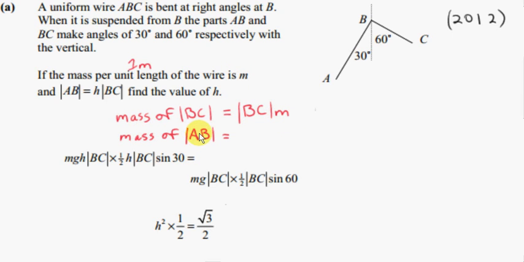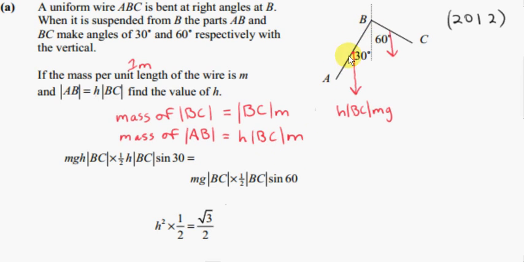Now what about the mass of AB? Well, AB is just h times BC. It's a multiple, some unknown multiple h of BC. So we multiply its length by the mass of 1 meter, which is m. So we get h times BC times m.